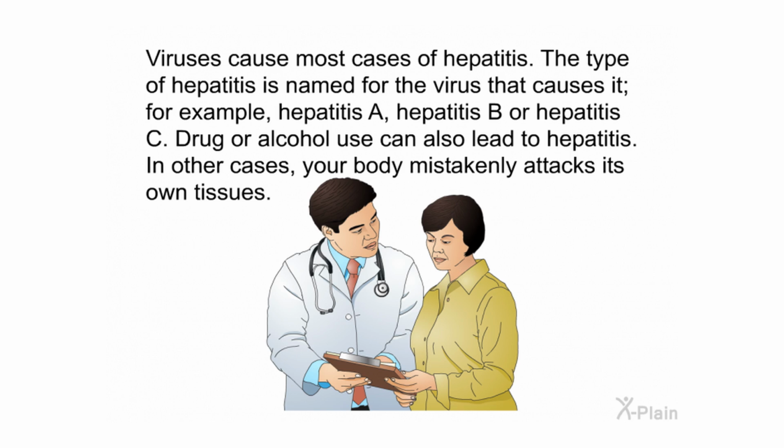Viruses cause most cases of hepatitis. The type of hepatitis is named for the virus that causes it. For example, Hepatitis A, Hepatitis B, or Hepatitis C. Drug or alcohol use can also lead to hepatitis. In other cases, your body mistakenly attacks its own tissues.